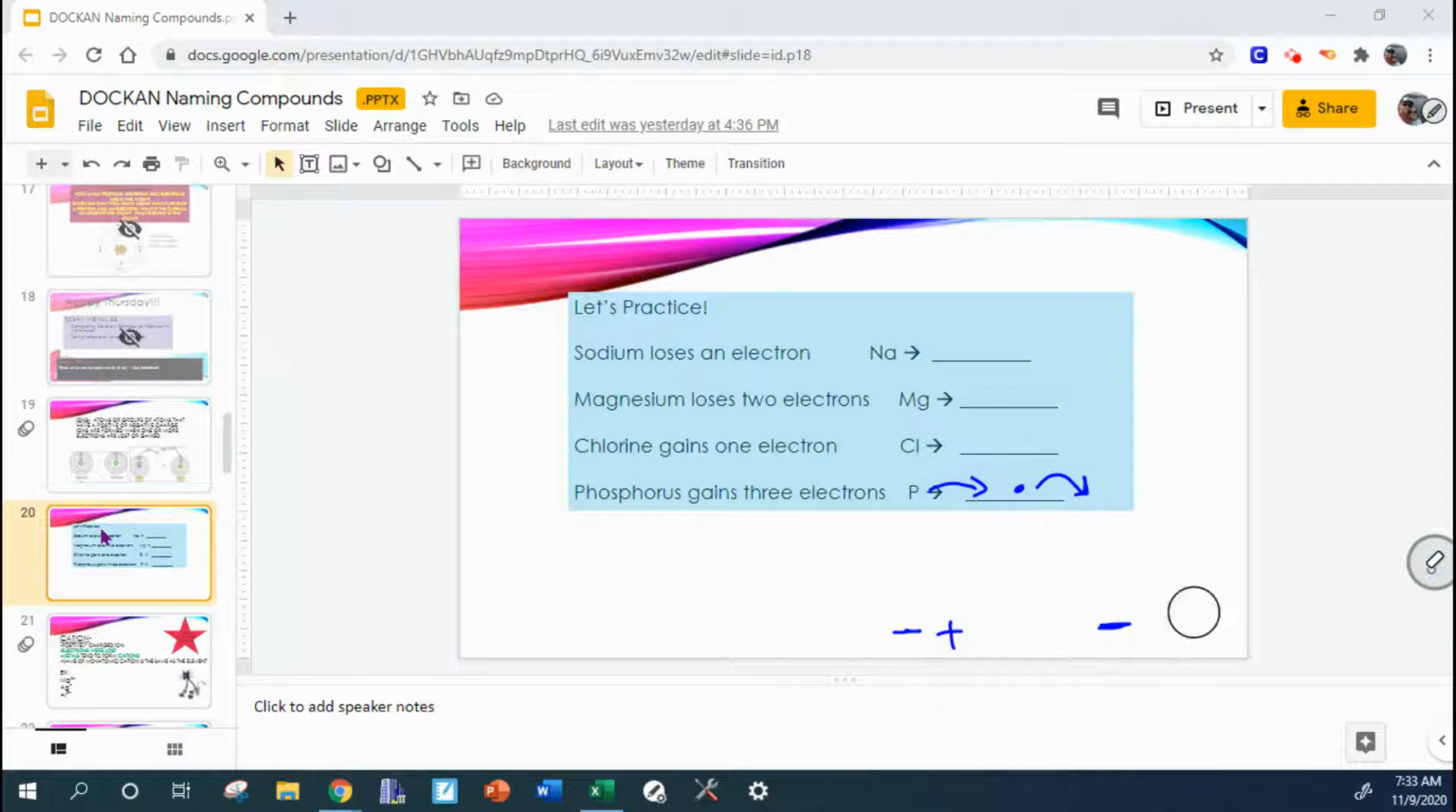We first need to figure out what happens when elements lose or gain electrons. If sodium loses an electron, we write Na+, because it's getting rid of something negative, and when you do that, you become positive. Magnesium loses 2 electrons. If magnesium loses 2 negative things, it becomes 2+. Chlorine gains 1 electron. It's accepting an electron, which means it's going to be Cl-. Phosphorus, if it gains 3, would be 3-.